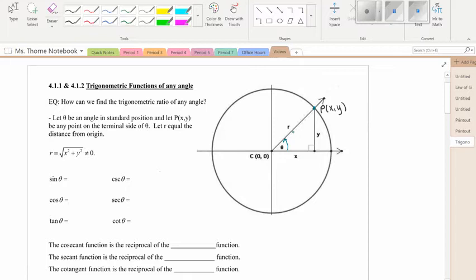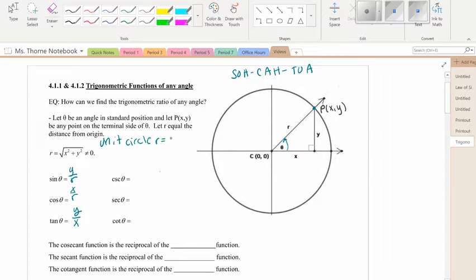And if we want to find the sine of theta, remember our SOHCAHTOA. So that means that sine is the opposite over hypotenuse. So sine is equal to the opposite of theta is y, and the hypotenuse is r. So y over r. Cosine is equal to the adjacent over hypotenuse. So the adjacent is x from theta, and the hypotenuse is r. So x over r. And tangent is equal to opposite over adjacent. So y over x.